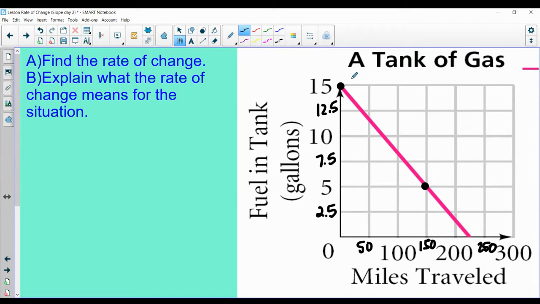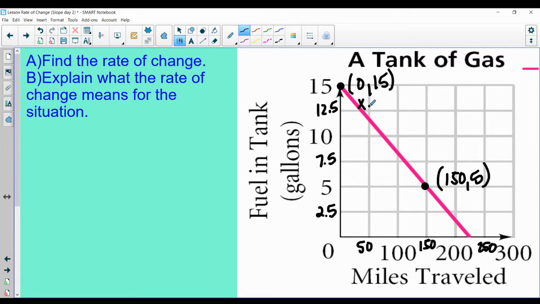So this one right here would be the point (0, 15), and this would be the point (150, 5). And so what this really means is at the starting time, there are 15 gallons in the tank of gas. And then after 150 miles traveled, there are only 5 gallons left. Okay, so the gallons are decreasing.